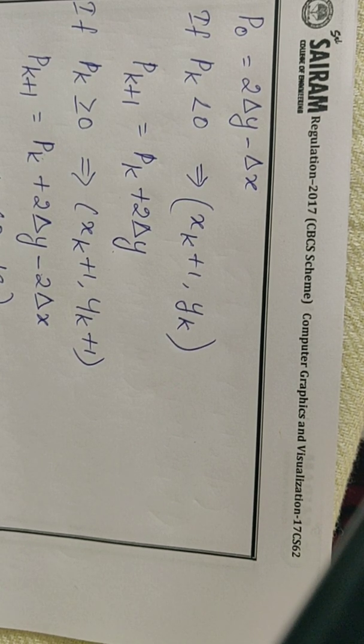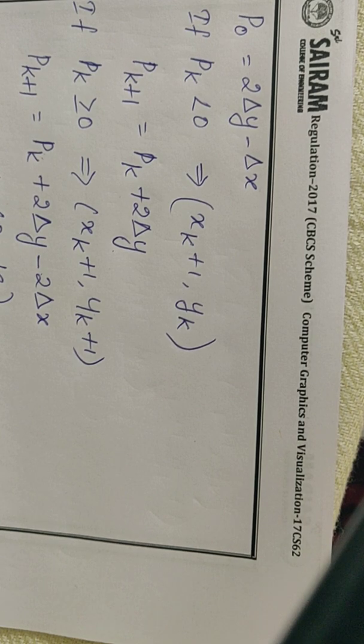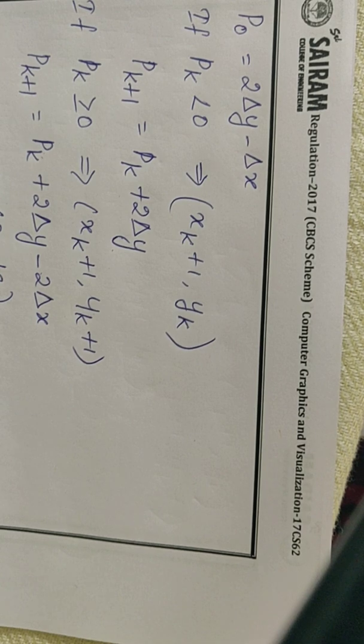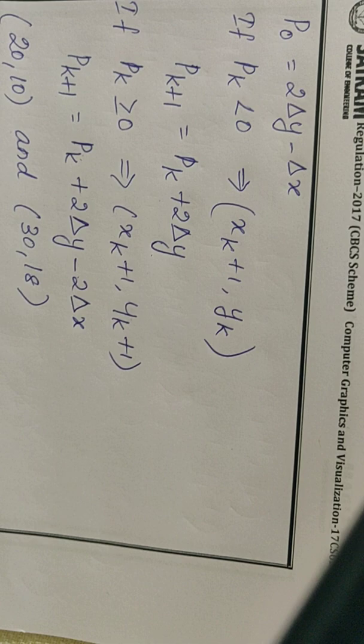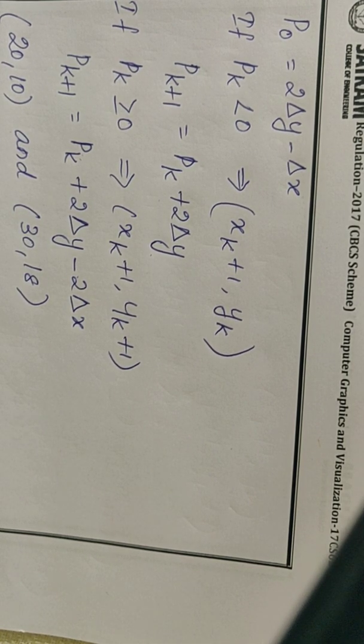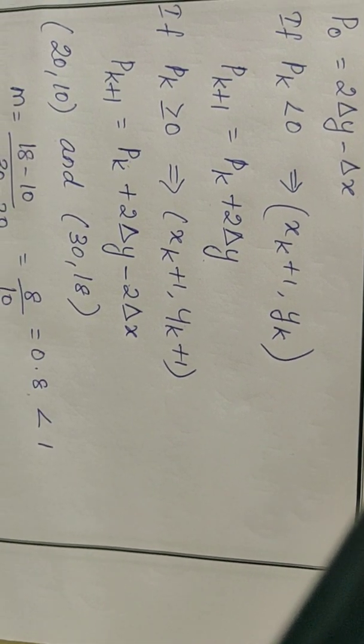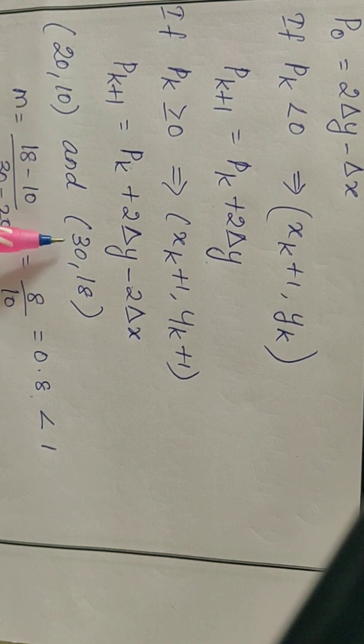You know this Bresenham's line drawing algorithm is more efficient than the DDA algorithm because we are avoiding the round off function and it will have only incremental values, right? So now I have to draw a line between the given endpoints 20, 10 and 30, 18. As a first step I have to calculate my slope. You know how to calculate the slope. M is equal to y2 minus y1 by x2 minus x1. Consider this as x1 y1 x2 y2.